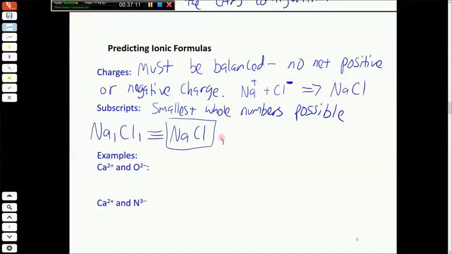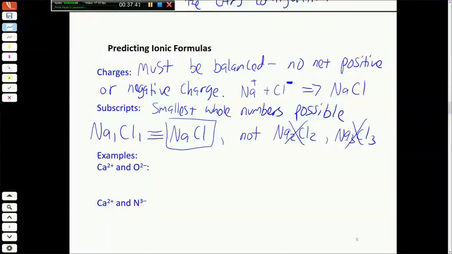However, what would be wrong to do, and definitely not correct, is to write, for example, Na2Cl2 or Na3Cl3. Both of these formulas would have the charges balanced. In this case, it would be 2 +1s and 2 -1s, which cancel out. This would be 3 +1s and 3 -1s. But for ionic compounds, we always want to write the lowest whole number ratio. So that'd be 1-to-1 in these cases. So we wouldn't want to write those in that way. You always need to find the smallest ratio.